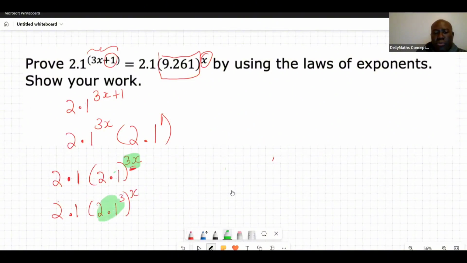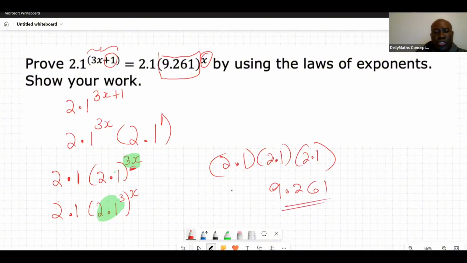So if you want to double check with me, you could check quickly. So it's going to be 2.1 times 2.1 times 2.1, and it's going to give me 9.261. So if I rewrite this, this is what I have: 2.1, and in brackets or parentheses, I'm going to have 9.261, and that will be raised to the power of x. Hence, I have just proven that.